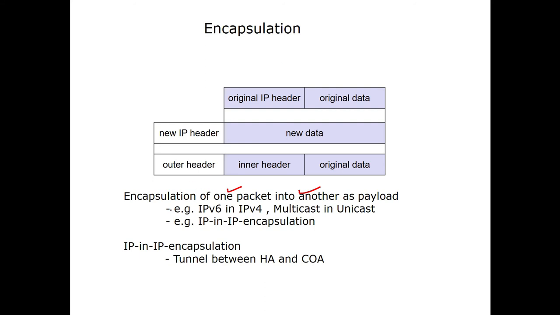The encapsulation takes place, for example, with IPv6 in IPv4 and multicast in unicast, and it is also done in IP in IP encapsulation. So the tunnel is between the home address and the care of address. Here we have the original IP header with the original data, and a new IP header with new data, so it has an outer header, an inner header and the original data. This is the frame format of the encapsulation.